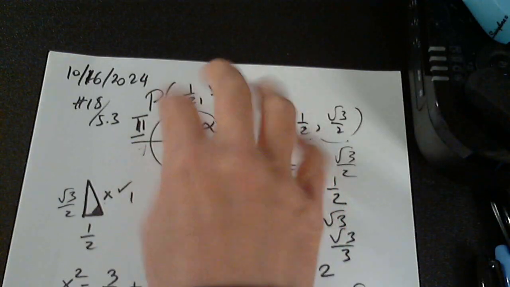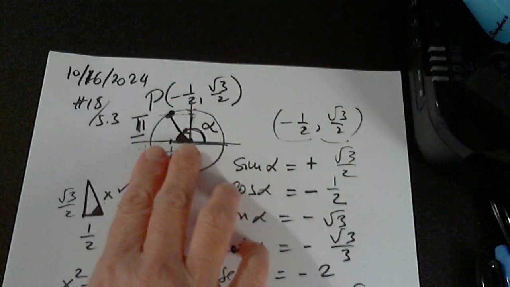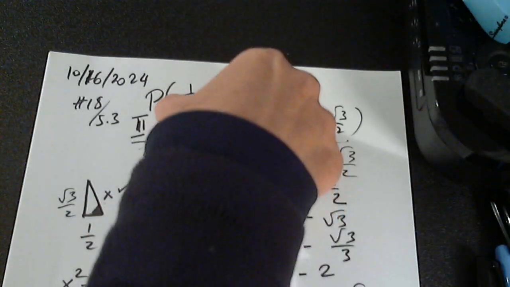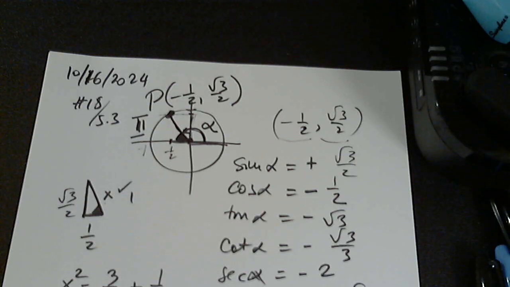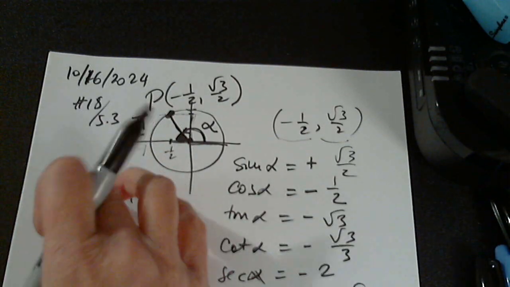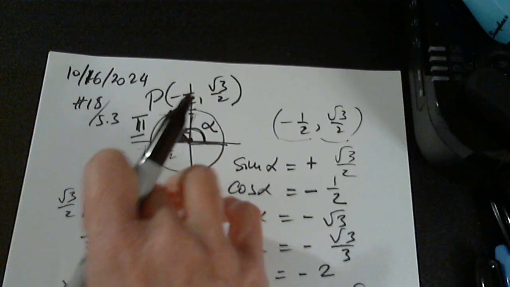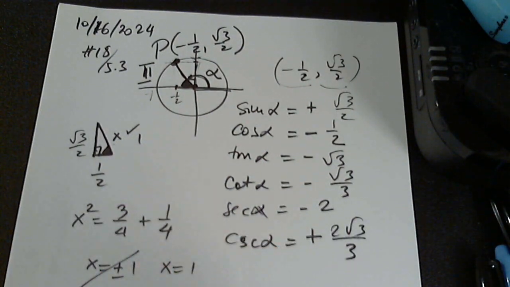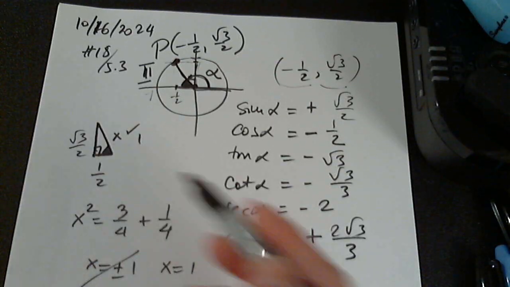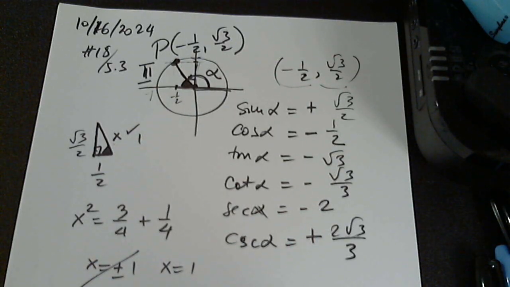So once I have the point, I form the right triangle, which is this is 1/2, and the height here is the square root of 3/2. I use the Pythagorean theorem because it's a right triangle. A leg squared plus the other leg squared equals the hypotenuse squared. So x squared equals 1, 4/4 is 1. I take the square root, I get plus or minus 1.